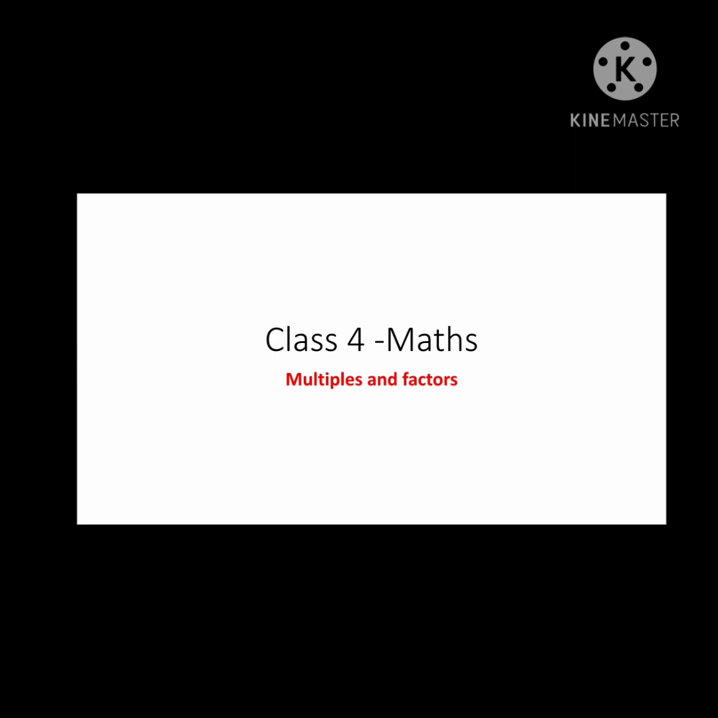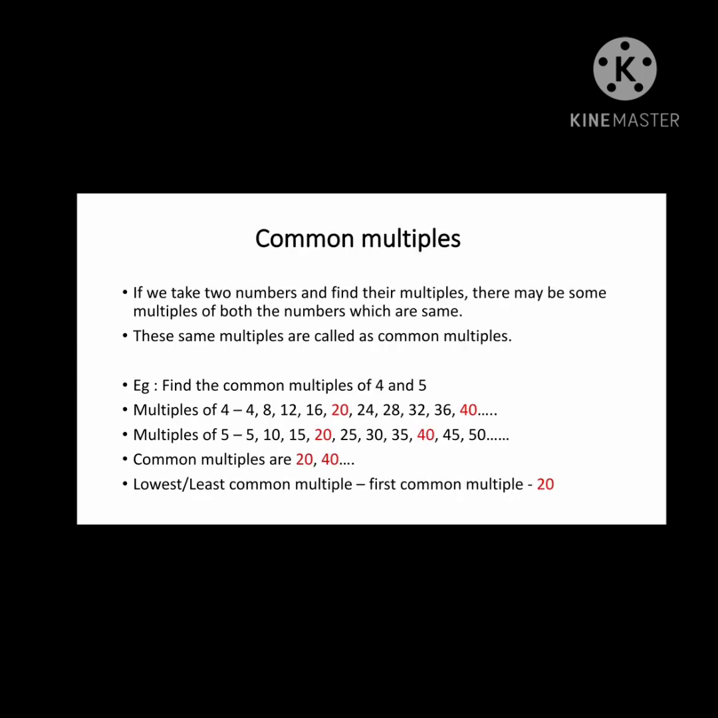In the last class, we had learned about multiples. We had learned that multiples are nothing but multiplication tables. Multiples of 2 are 2, 4, 6, 8, and so on. Right? Today we will learn about common multiples.